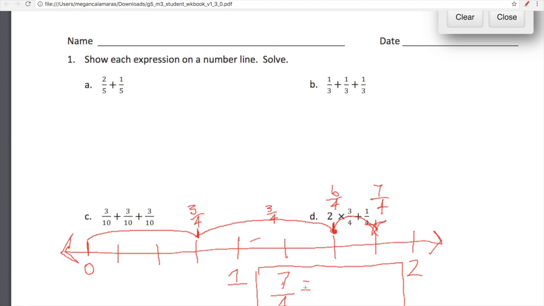We can rename 7/4 as a whole number and a fraction. How many whole numbers did we pass? 1. And then we have a fraction of a whole number as well. How many fourths is 7/4? Well, it's 1, 2, 3. We can rename 7/4 as 1 and 3/4. These two numbers represent the same amount. Fabulous.